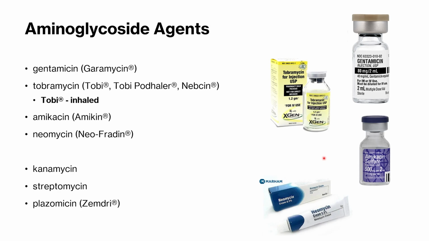So what are the aminoglycoside agents? Pharmacy students, this is where you perk your ears up. Gentamicin, tobramycin, amikacin, and neomycin. Really for inpatient use, gentamicin, tobramycin, and amikacin. More often than not, we'll see gentamicin, sometimes tobramycin. Toby is actually an inhaled formulation, so that's interesting. You can see that as an adjunct in pneumonia. Not often, but you can see it.